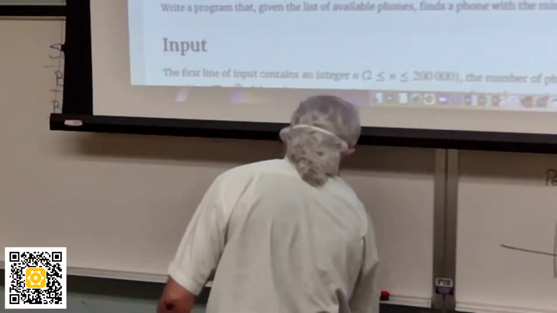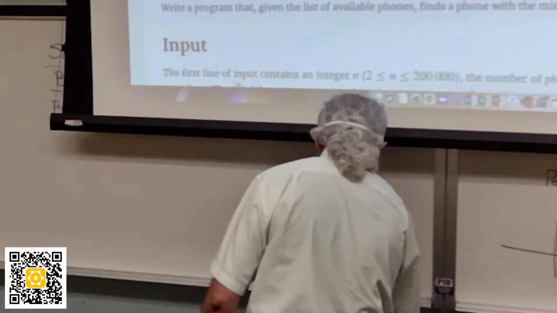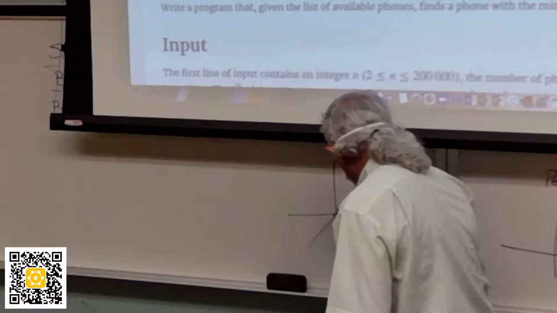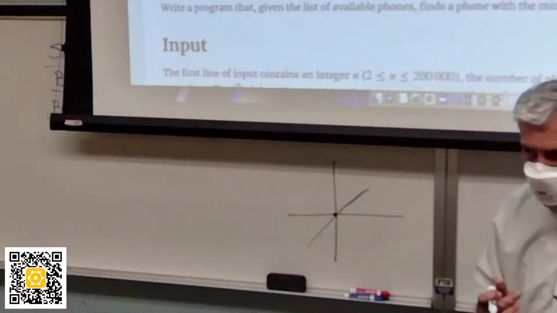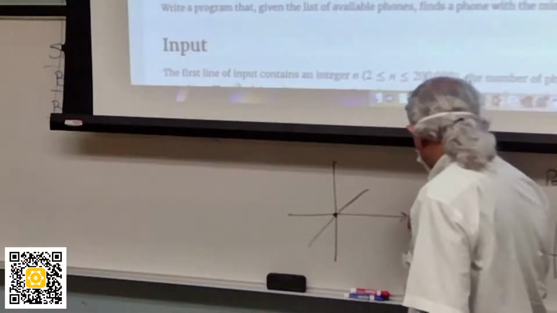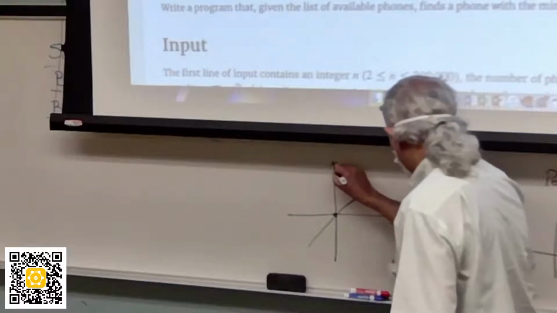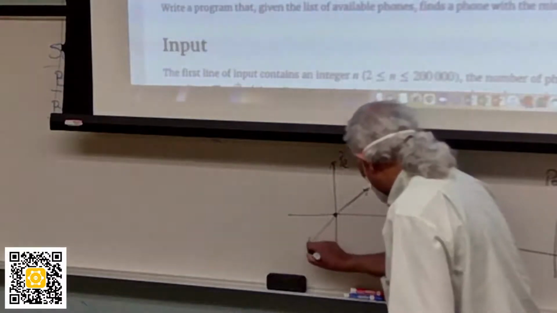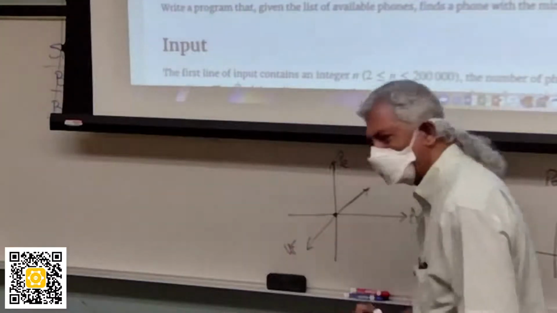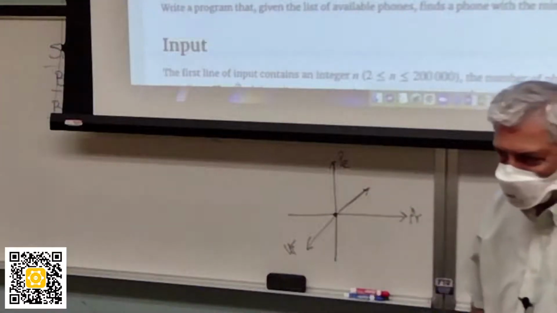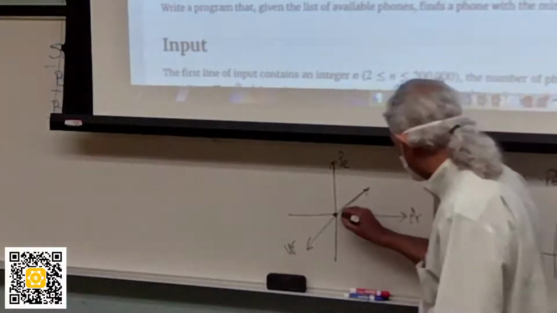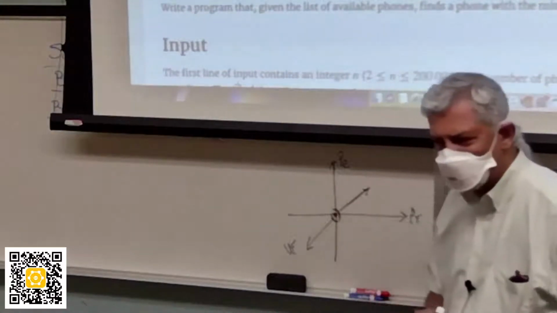So my 3D drawings are likely to be terrible, so please bear with me. Here is some point in 3D space, right? Here is price, here is performance, and here is, sorry, it's going to be this way. That's user friendliness. This is not necessarily the origin, but the directions are correct. This is some point, some cell phone.